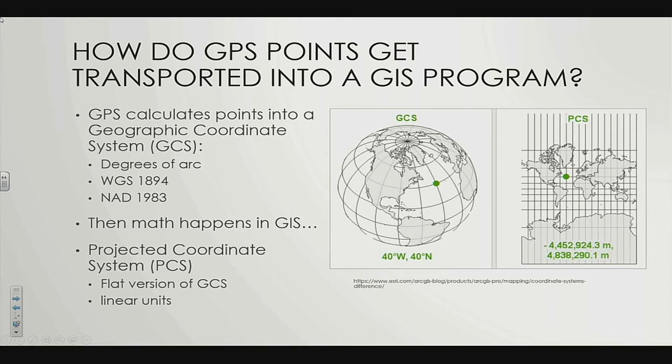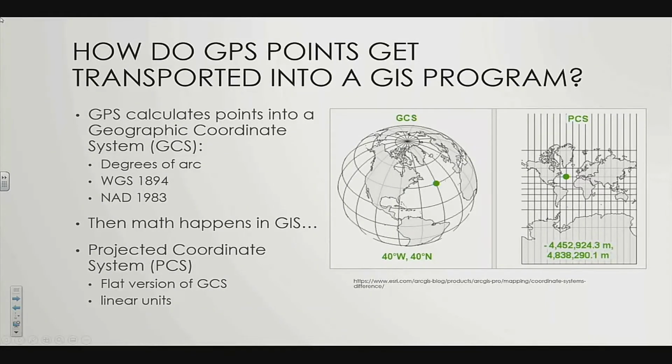I tried doing it by hand once for a project because it wasn't switching over. That was the worst thing I've ever had to do in my life. I never want to do that again. Please don't ask me to do it again. I had to actually translate something that's supposed to be WGS 1984, not 1894, into NAD 1983 and then transfer it into UTMs, which was really hard.